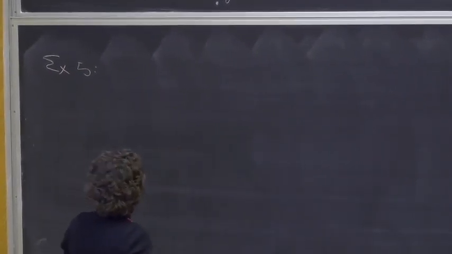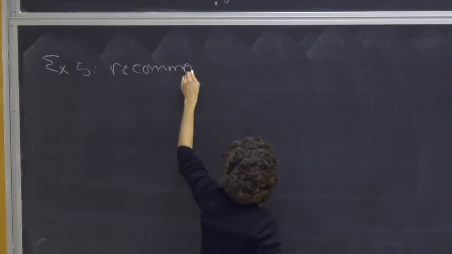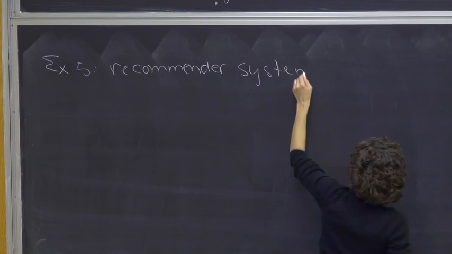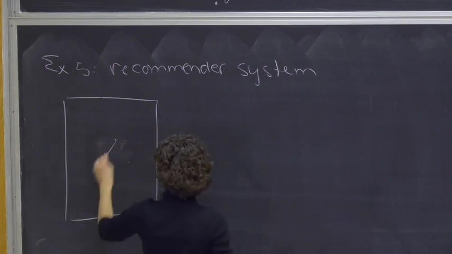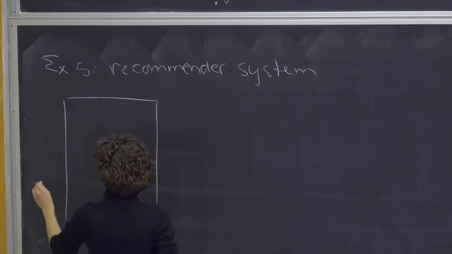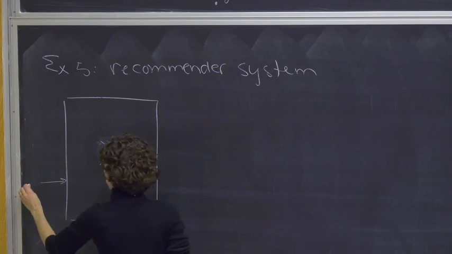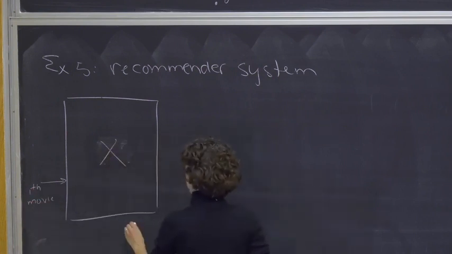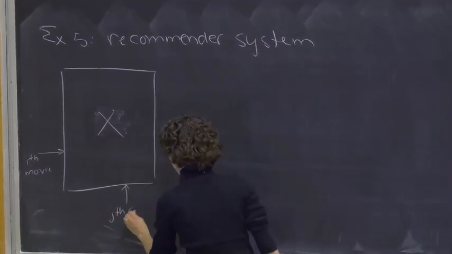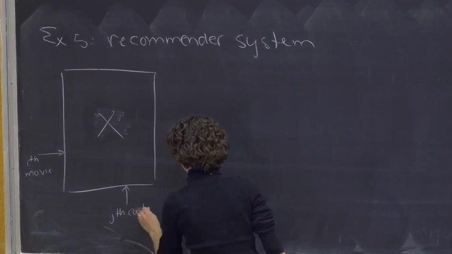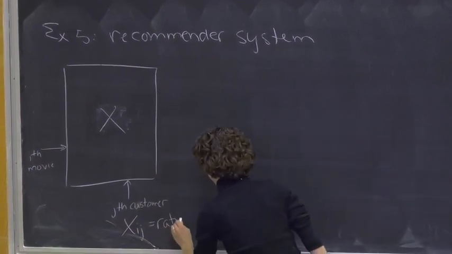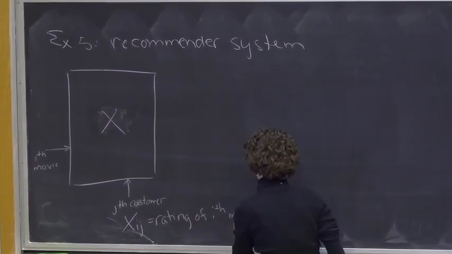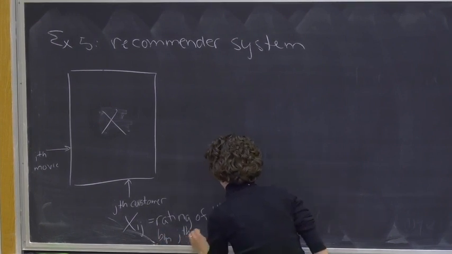Okay, one more example. And for that, I want to go back to this recommender system that we talked about before. So there, we said, imagine that we've got a matrix X, and if we look at, say, the ith row, then that would correspond to the ith movie. And if we were to look at the jth column, then that would correspond to the jth customer. And we said x_ij is equal to the rating of the ith movie by the jth customer.